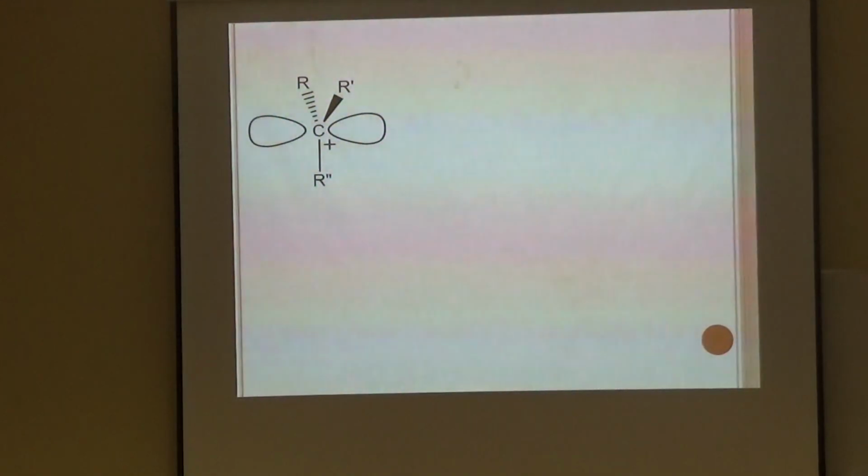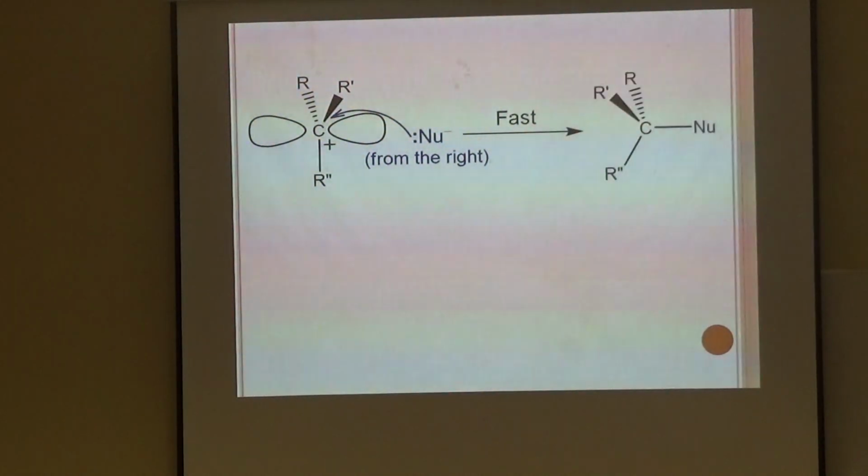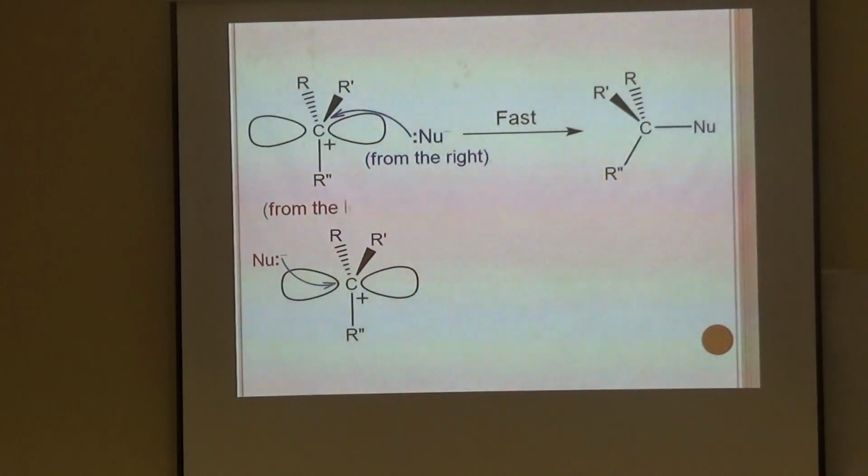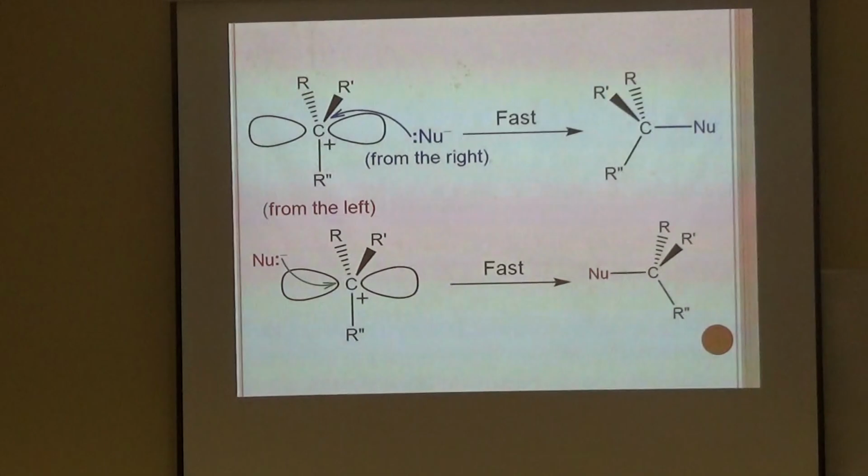Okay, so when you try to attack from the right, you will get this particular structure. Now, why would I suddenly draw it like this? Because it will optimize. The bond pair will repel the bond pair. They will optimize in the form of tetrahedral. And when you attack from the other side, you actually get the other product being formed.